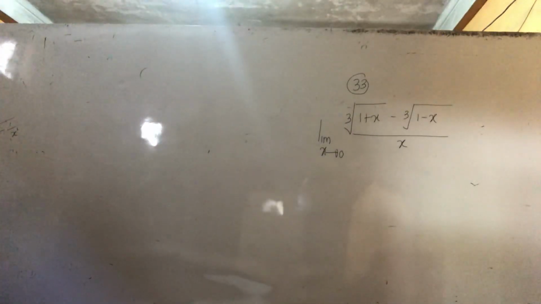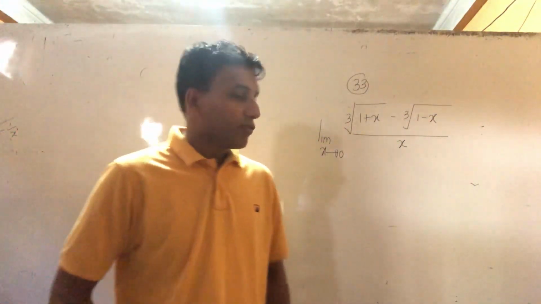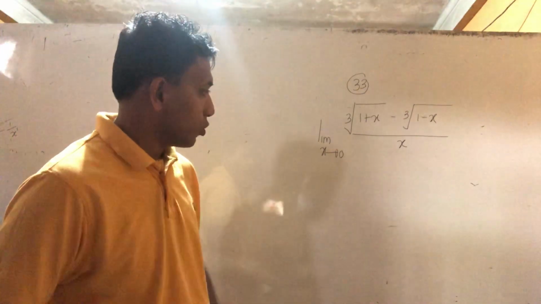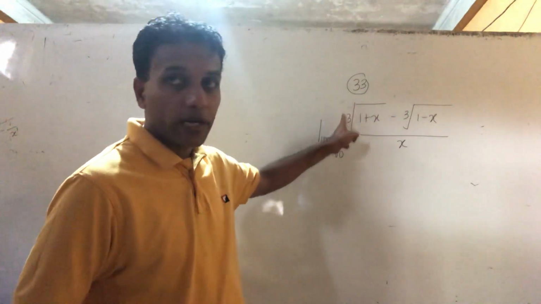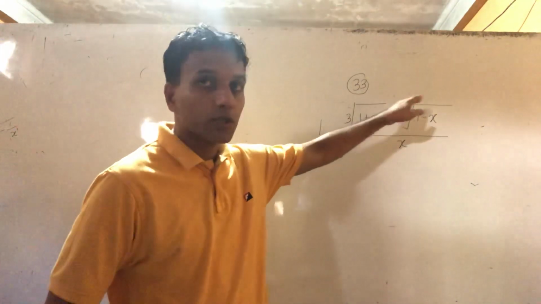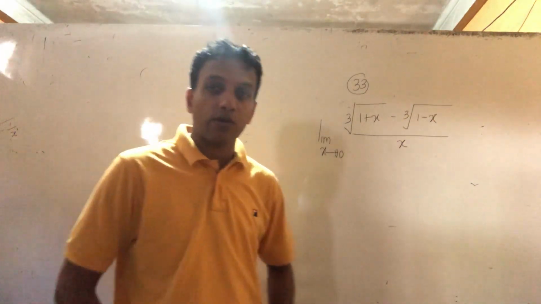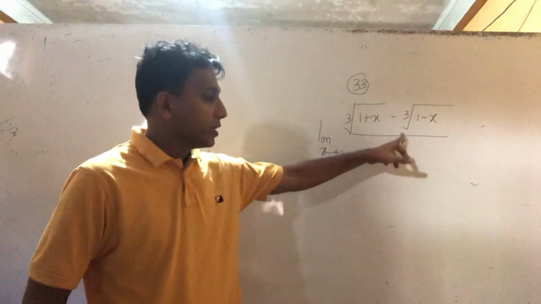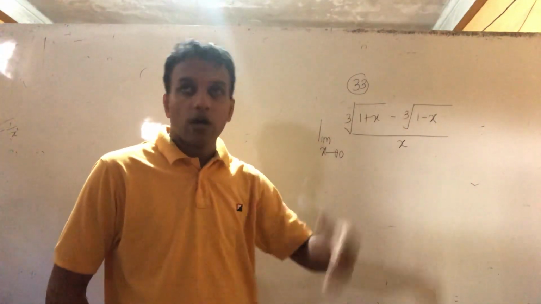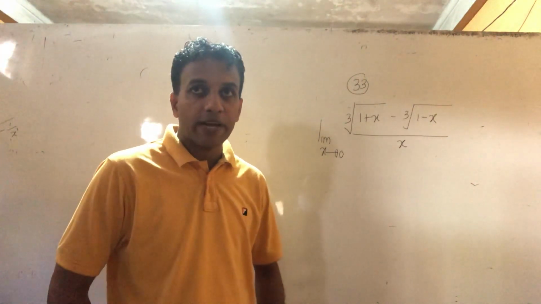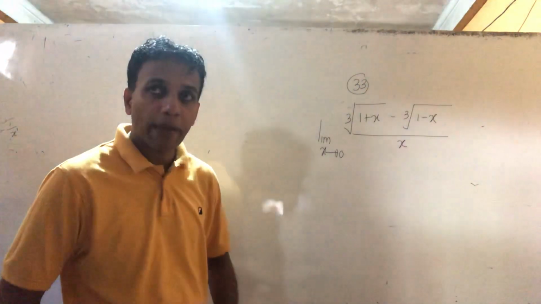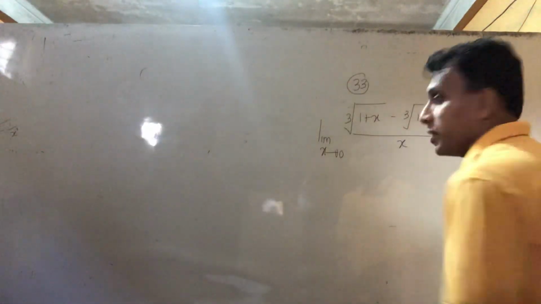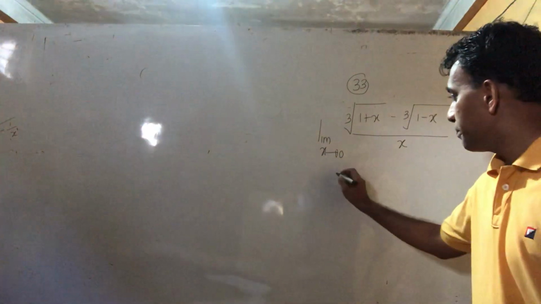Third root of 1 plus x minus third root of 1 minus x, completely divided by x. What is the answer? If we directly substitute x equals 0, what happens? This is 1 minus also 1, 1 minus 1 is 0, so 0 over 0, one of the indeterminate forms. Here we will solve by another method. So what happens if I use the algebraic limit theory?